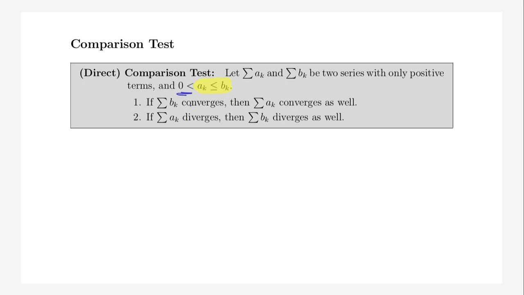The main thing to notice is that here we're saying the bigger terms make the series that converges. And so this series is smaller than a known convergent series.